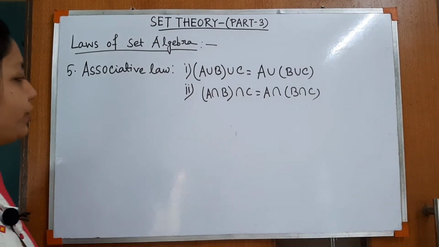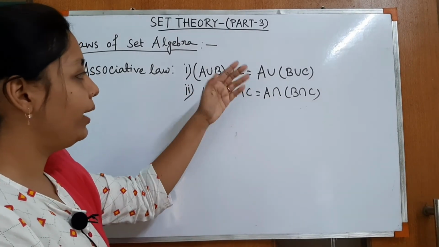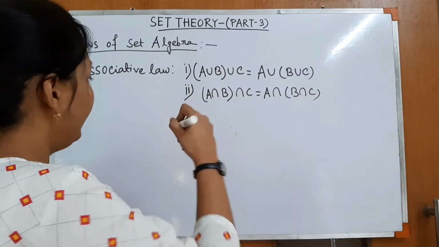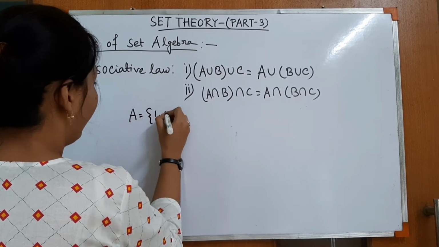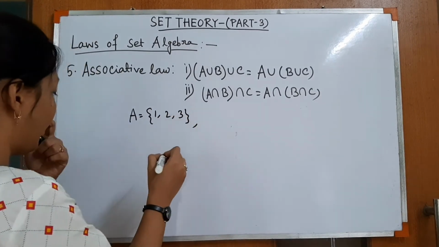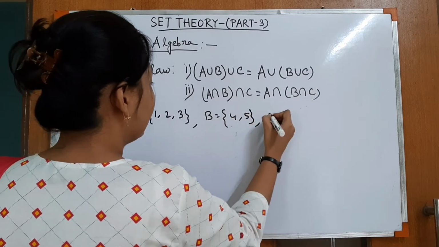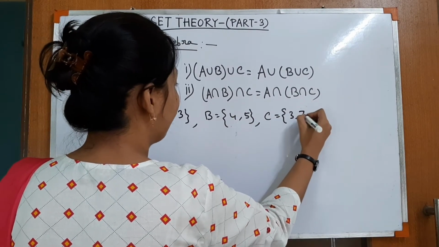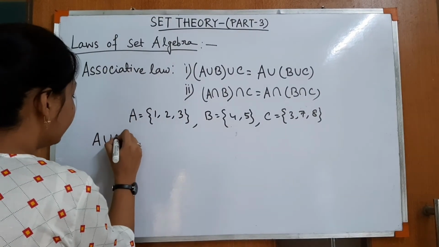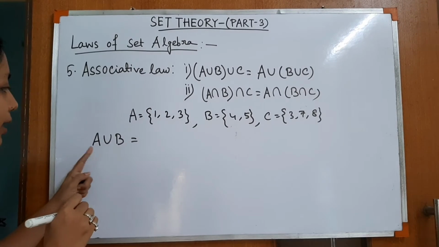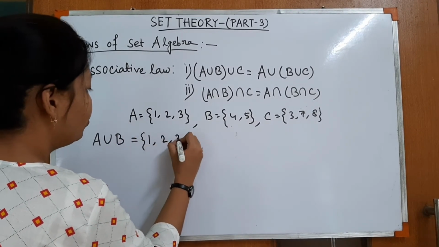Now our next law is the associative law, which says that A union B union C equals A union B union C, grouped differently. Let us take 3 sets: A equal to 1, 2, 3, B equal to 4, 5, C equal to 3, 7, 8. First, we have to find the operation A union B, and A union B gives 1, 2, 3, 4, 5.